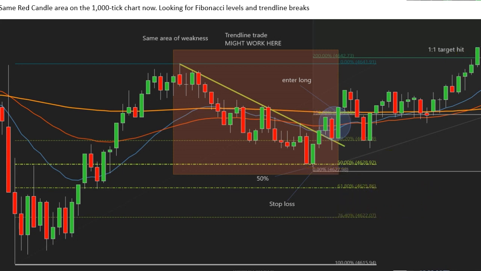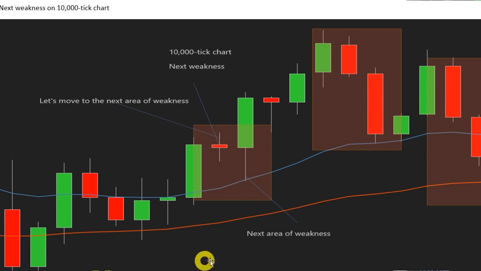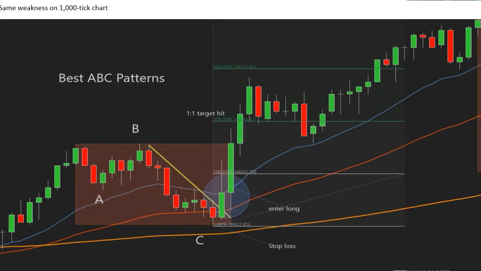This would have been another good trade right here. All right, so now we get a weakness dip right here. This is the trade that we just took. It was a successful hit. Then we get a little pullback right here, and we're looking down on the 1,000 tick chart. This is the 10,000. Let's go look at the 1,000. This is the perfect ABC pattern. This is really great. You got your A, B, C, trend line, break above the moving averages, green candles, right?